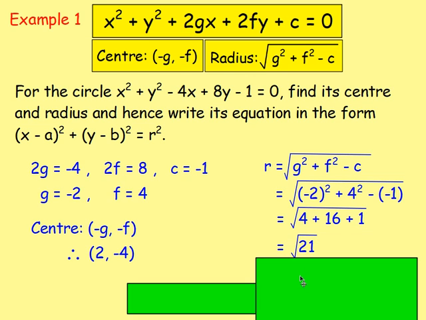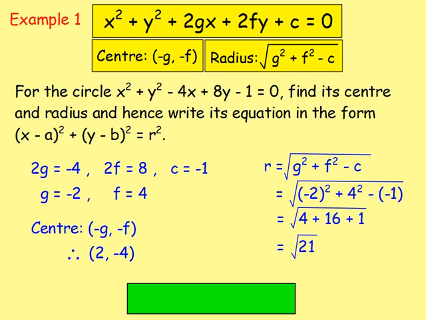The square root then will be the square root of 21, and you would just leave it as the square root of 21. You could always write that as a decimal, but you are far better leaving it as an exact value. If it was a surd, you could simplify it, but we can't, so we just leave it as root 21.